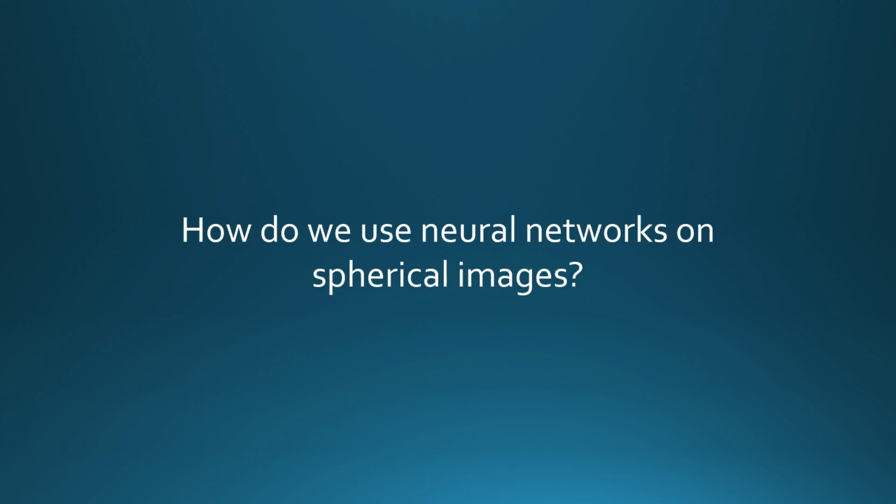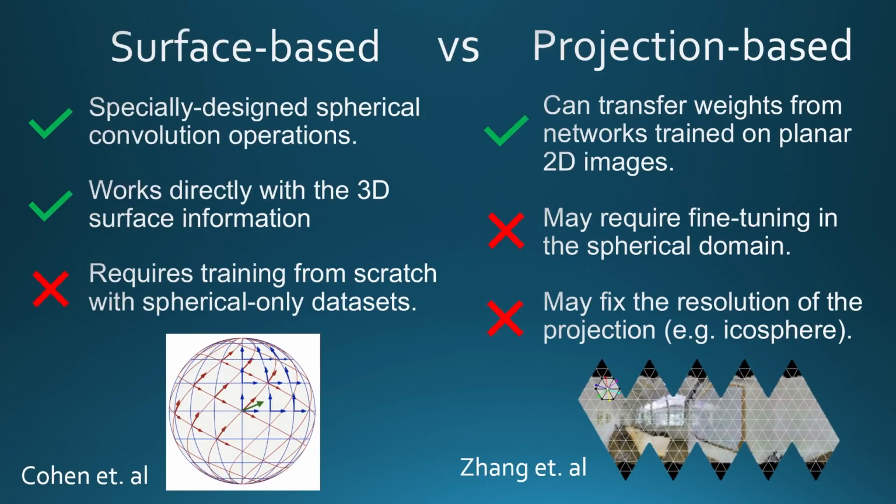Using deep learning techniques on spherical images is a well-explored problem, and research in this area generally falls into two categories. The first is surface-based methods. These techniques use convolution operations that are specifically designed for spherical data, working on that 3D data directly to minimize the amount of distortion, but require large spherical image datasets, which can be difficult to create.